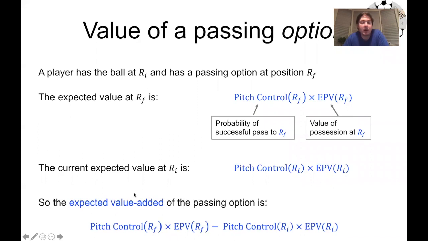Finally, the expected value added of the passing option is the product of the pitch control at the target location and the EPV value at the target location, minus the pitch control at the current location multiplied by the EPV value at the current location. And so the nice thing about calculating value added this way is that a passing option can have a positive expected value added, even if the ball is passed back towards your own goal, if it means the team is much more likely to retain possession.